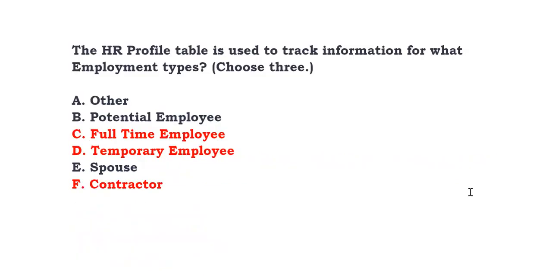Next one, the HR profile table is used to track information for what employment type? Option A, other. Option B, potential employee. Option C, full-time employee. Option D, temporary employee. Option E, spouse. Option F, contractor. Correct answer is option C, D and F.